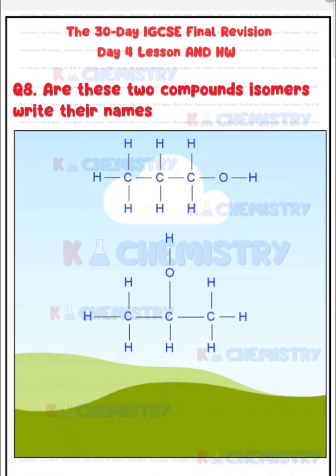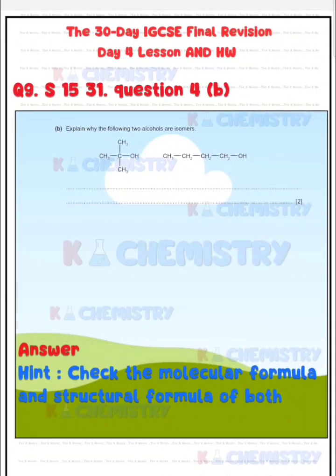Are these two compounds isomers? Write their names. Now these are alcohols. Alcohols are very easy to make isomers from. All you need to do is change the position of the OH. So it is at carbon number 1, and it will be here on number 2. Still the same. In order to check if they are isomers or not, we have C3 and C3, and how many hydrogens? 1, 2, 3, 4, 5, 6, 7, 8. And again 8. So that's C3H8O, with 1 oxygen atom. That's the alcohol. So alcohols are very easy: just change the position of the hydroxyl group.